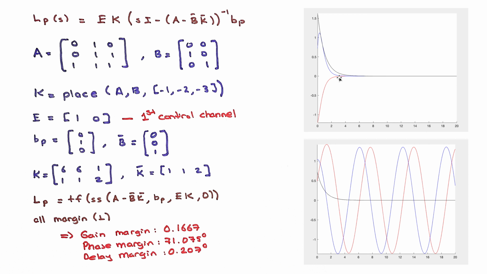So if you simply simulate this controller, you are going to have, with respect to time, this is the time axis, black is the x1, blue is the x2, and red is the third state. All states nicely going to 0.